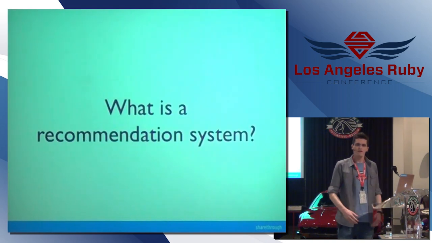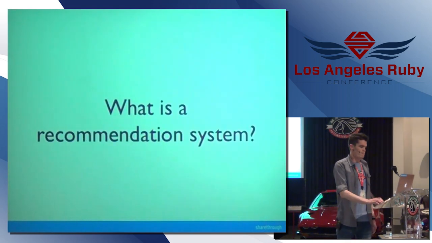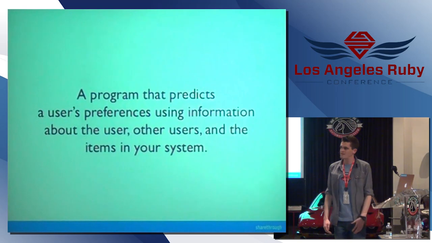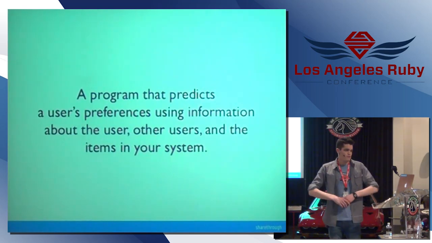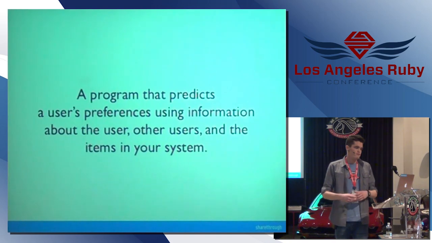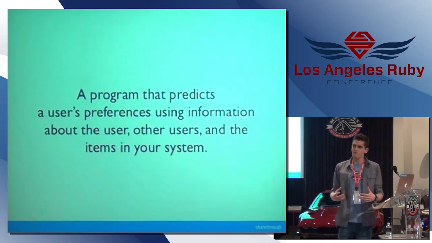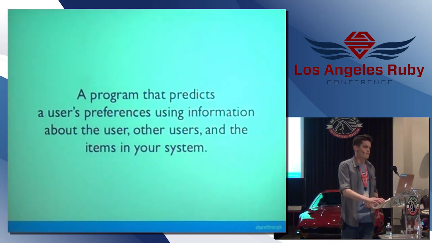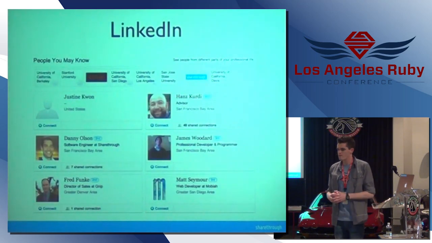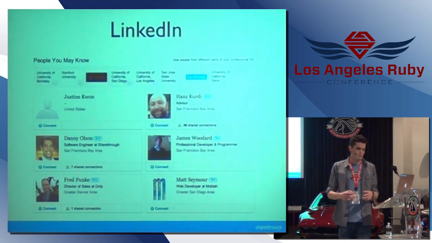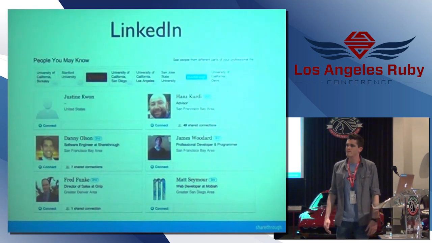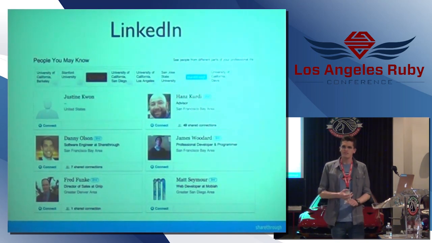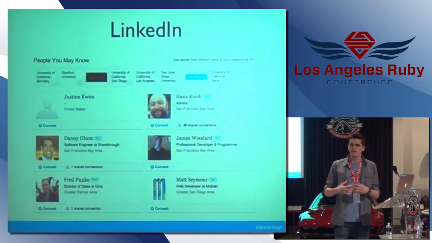So let's start off with, what is a recommendation system? Simply put, a recommendation system is a program that predicts a user's preferences using information about other users, the user themselves, and the items in your system. These are prevalent throughout the web. Pretty much every big company is using them in every domain. One of the best examples in the social space is LinkedIn. People you may know, organizations you might be interested in, all these things are recommendations.